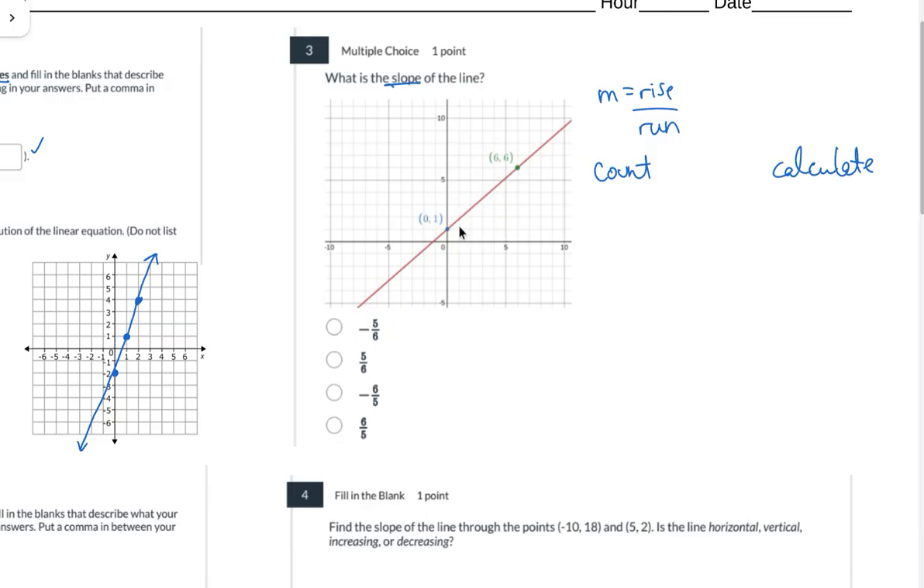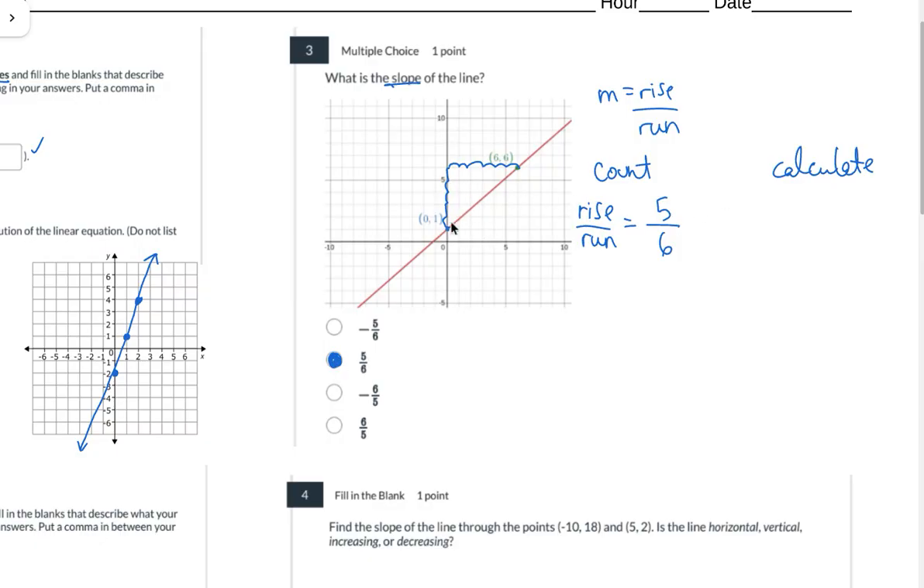If I were to count it, I would start at this point and do rise, my up and down, over my run. When I count, I'm going to say I went 1, 2, 3, 4, 5. So I went up 5. And then I'd say I had to go over 1, 2, 3, 4, 5, 6 in order to get over to the next point that would keep me on the line. So I would say the answer is 5 over 6 because up is positive and right is positive.